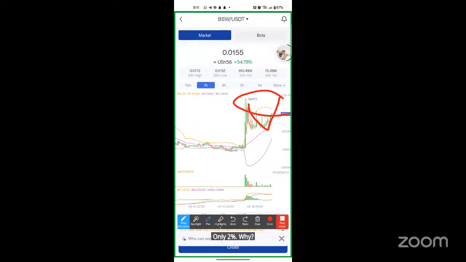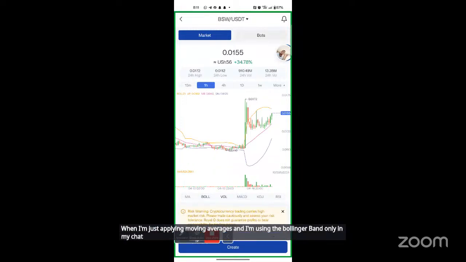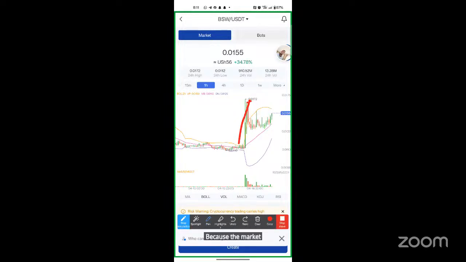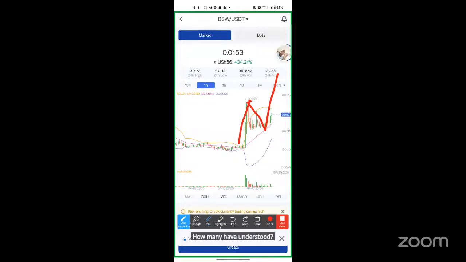Why? Can someone back up my answer? When I'm just applying moving averages and I'm using the Bollinger Band only in my chart. Why? Because the market came back to the moving average and it has to go over again. Does that connect? Do you see how simply I open a coin and I take a 1.5? How many have understood? I didn't chase this coin. The candles are forming above the moving average.